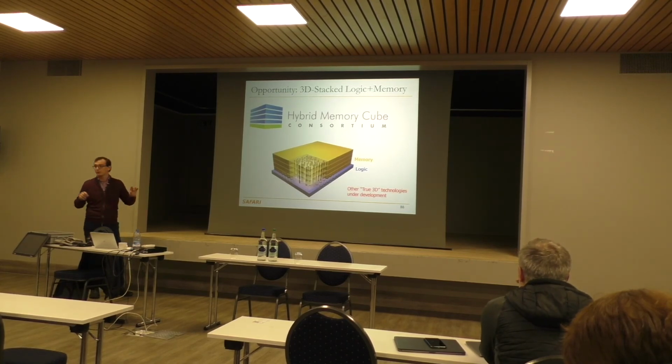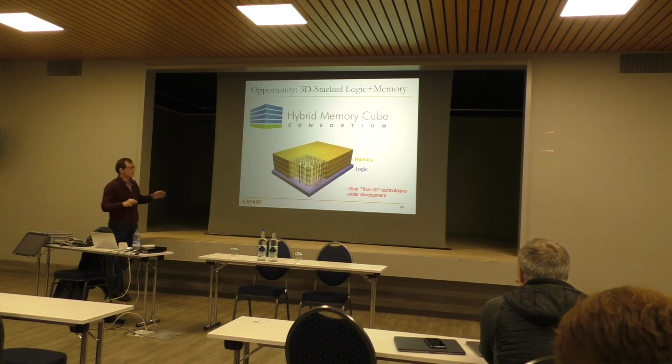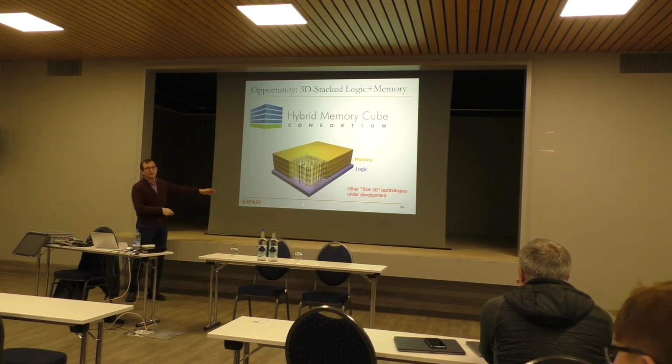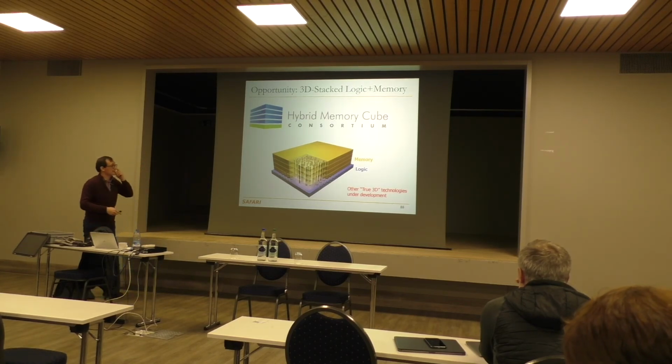And there are even more truly three-dimensional technologies under development. What do I mean by true? That means that instead of the through-silicon vias that go across all of the layers, you have vias that connect adjacent layers. And these vias can be much denser than the through-silicon vias. The next architecture from Stanford is one example of this.